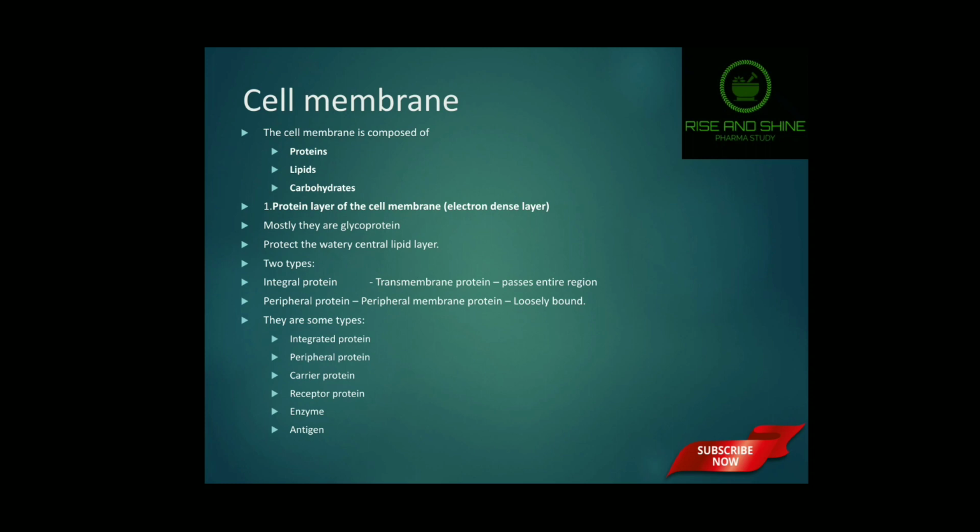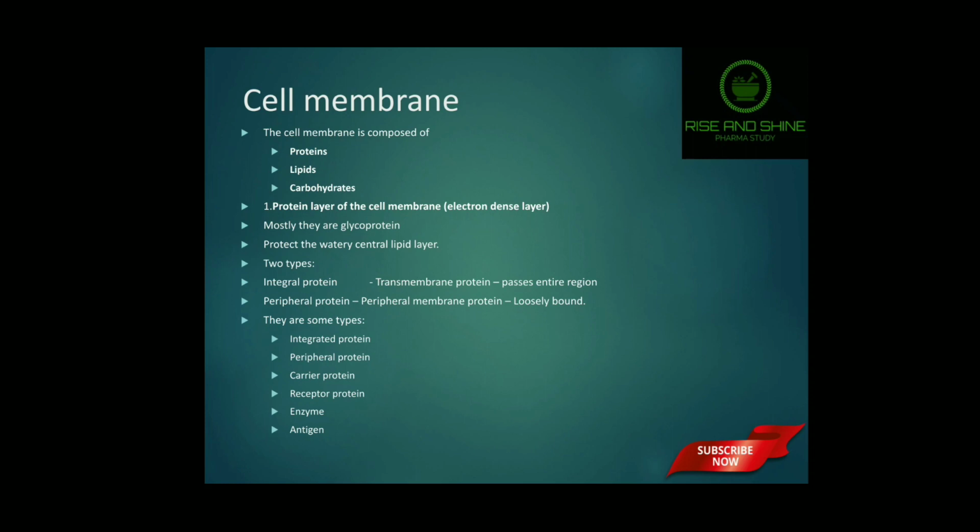The integral protein is also known as a transmembrane protein. It passes throughout the entire thickness of the cell membrane from one side of the cell membrane to the other side. It is a protein which is tightly bound with the cell membrane. Peripheral protein is only present on the outer and the inner surface of the cell membrane. It does not penetrate the entire surface, so it is readily dissociated from the cell membrane.